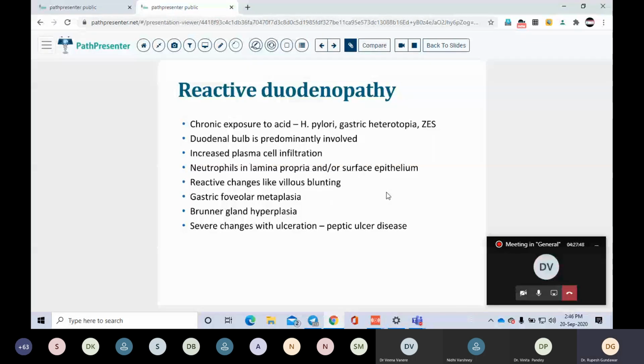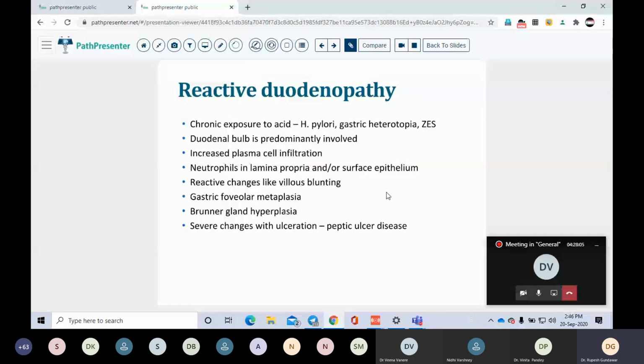Then the other condition is reactive duodenopathy. The reactive duodenopathy is because of chronic exposure to acid. When there is H. pylori gastritis, there will be chronic acid production, and it will cause the reactive duodenopathy along with its insult in the stomach.